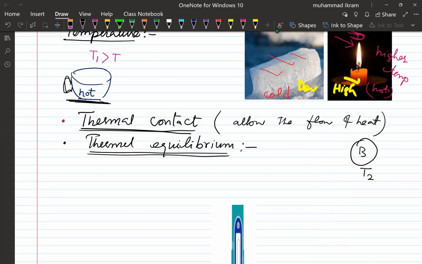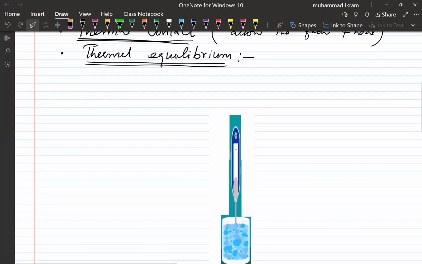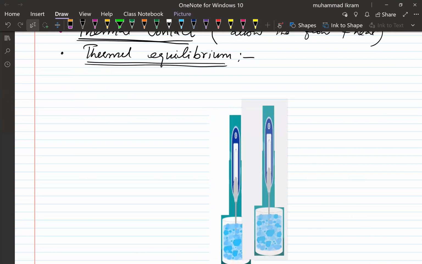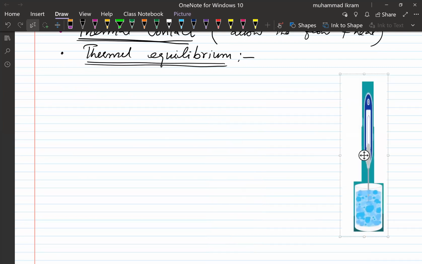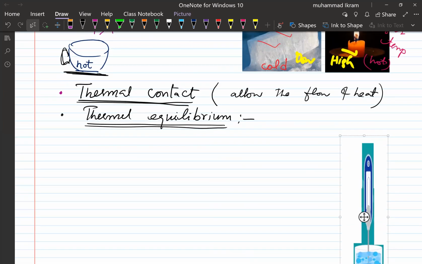And then there is another term associated with it, and that is called the internal energy. Internal energy of the system.